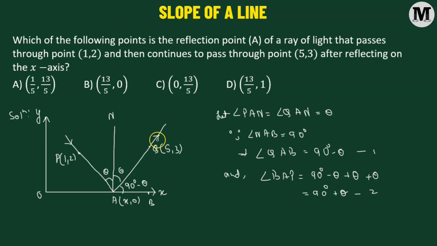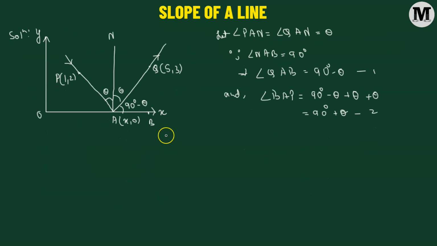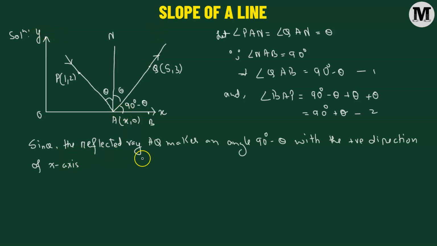The reason why we're defining the angle QAB and angle PAB is because we are going to determine the slope of the line AQ. Also, we'll find the slope of AP, because by definition, how can we define the slope of any line? All you have to do is find the tangent of the angle it makes with the positive direction of the x-axis. Okay, so let's begin with AQ. Now, since the reflected ray AQ makes an angle of 90 degrees minus theta with the positive direction of the x-axis, we can define its slope.